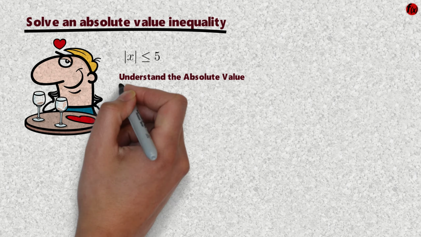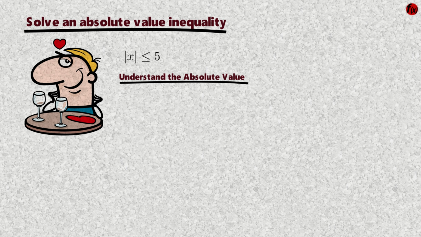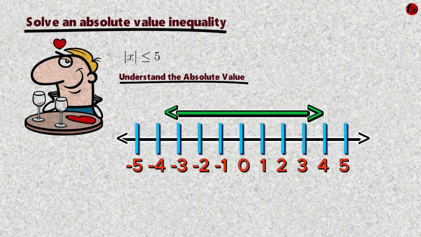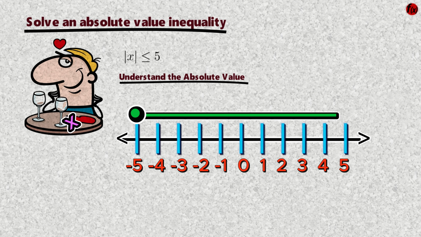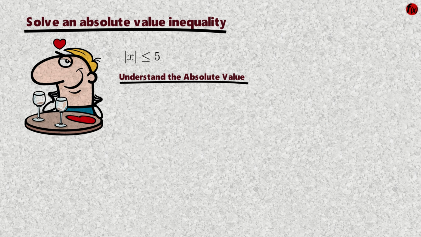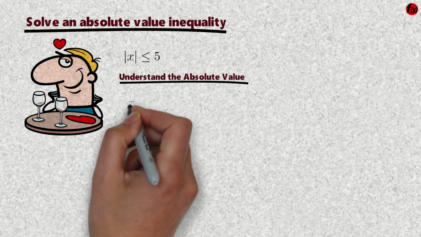Understand the absolute value. The absolute value of a number is its distance from 0 on the number line, regardless of direction. So absolute value of x less than or equal to 5 means that x can be any number that is 5 or less units away from 0. Break it down. The inequality can be broken down into two separate inequalities.